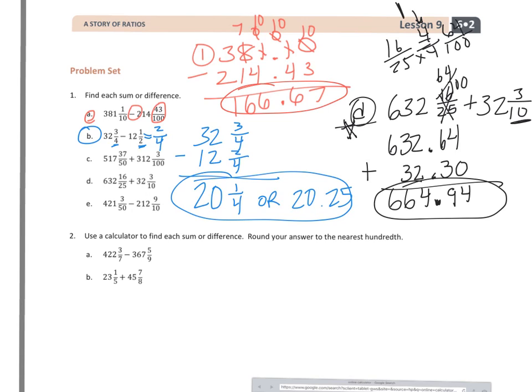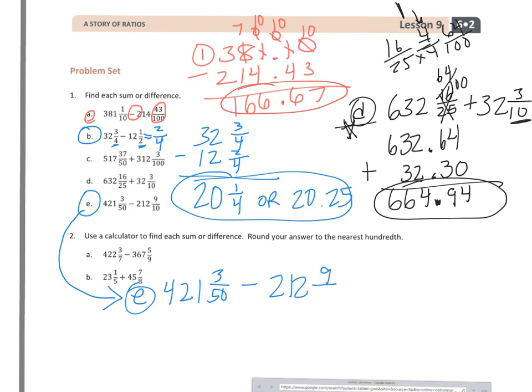So let's head down to, I'll do E, because I see the bottom one, number 2, requires a calculator. So I'll do E down here. And we have 421 and 3/50ths minus 212 and 9/10.